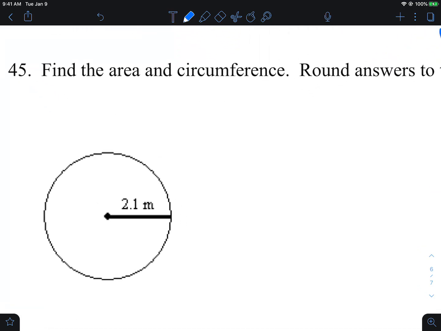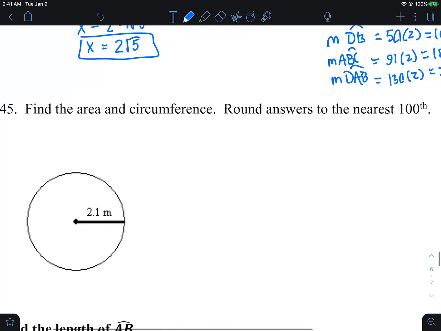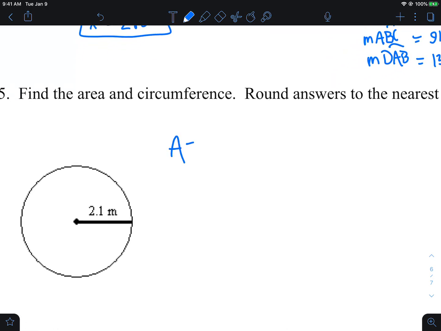Next one here, find the area and circumference of the circle. They want us to round our answers to the nearest hundredth. Can't remember on the test if we asked for in terms of pi or if we asked you to round, so I'm going to do both. Area formula is going to be pi r squared. So we're going to go pi times 2.1 squared. So if I ask you to leave it in terms of pi, really you just need to do 2.1 squared. That comes out to 4.41 pi right there.